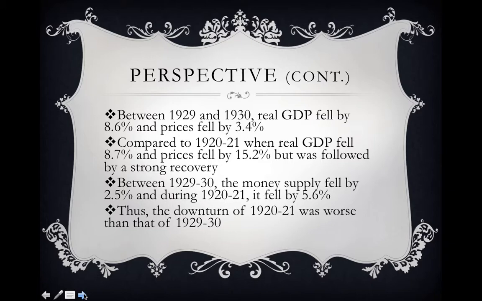the United States. All right, between 1929 and 1930, real GDP fell by 8.6%. Prices fell by 3.4%. Now, some of you are thinking, well, that's good. Prices falling, that's good for me. But realize that when the overall price level falls, when you actually have deflation, that's an indicator that the economy is not doing well. Prices falling is an indicator of a recession or a depression.